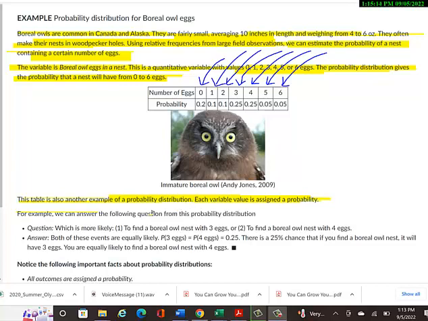For example, we can answer the following question from the probability distribution. If someone were to ask, which is more likely, to find a boreal owl nest with 3 eggs or to find a boreal owl nest with 4 eggs? We just go up and look here. Okay, they're comparing 3 eggs to 4 eggs. Well, we see the probability of 3 eggs is 0.25. The probability of 4 eggs is 0.25, so they're the same probability. To answer, both of these events are equally likely because the probability of 3 eggs is equal to the probability of 4 eggs. They're both 0.25. You have a 25% chance of seeing 3 eggs, and you have a 25% chance of seeing 4 eggs. So they're equally likely.